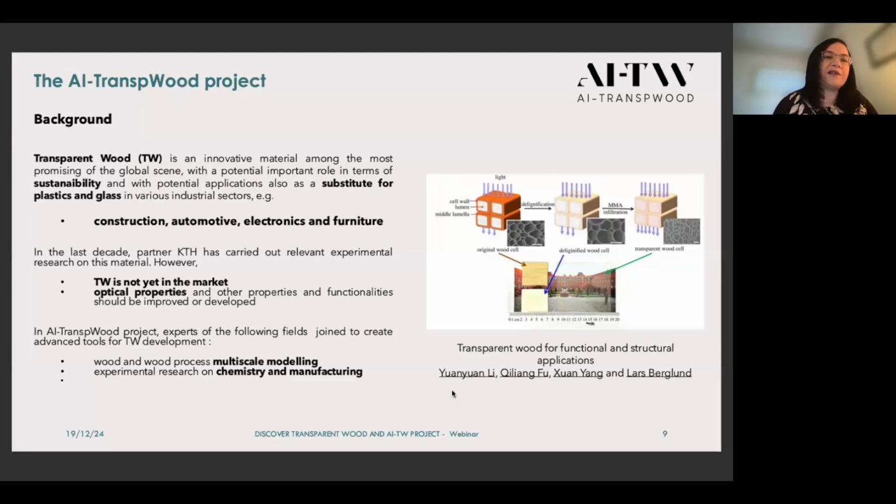This is not a new material in the sense that it was studied already for many years, 15 years, especially in Sweden. KTH in Sweden has developed the material from a research point of view, but some properties such as optical properties and functionalities should be still developed. That's why in this consortium, many experts around Europe, experts in different fields like wood multi-scale modeling, chemistry, manufacturing, were interested to join in a consortium to better develop this material. And the hope is that it will enter the market because it is not yet in the market.